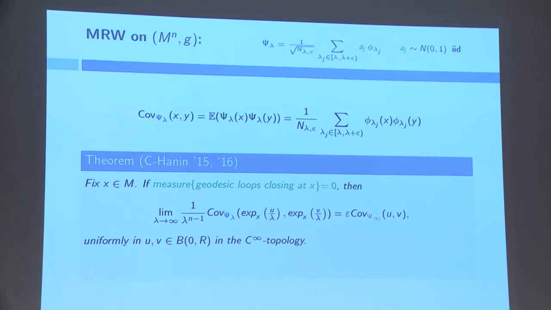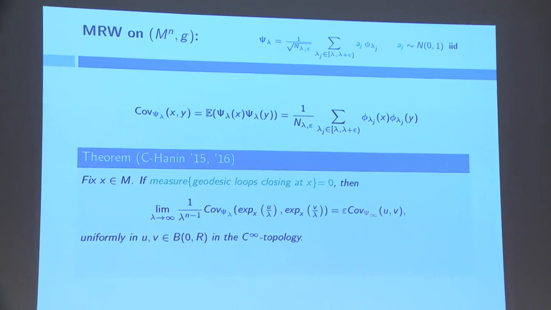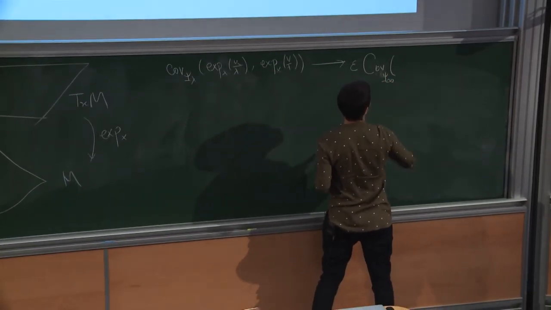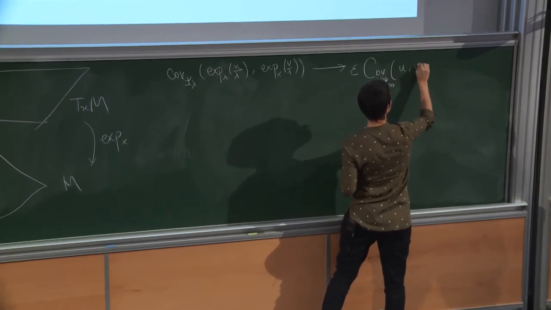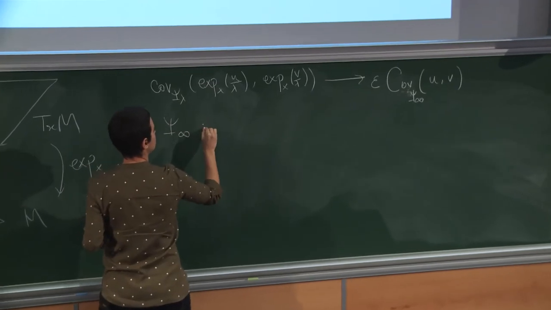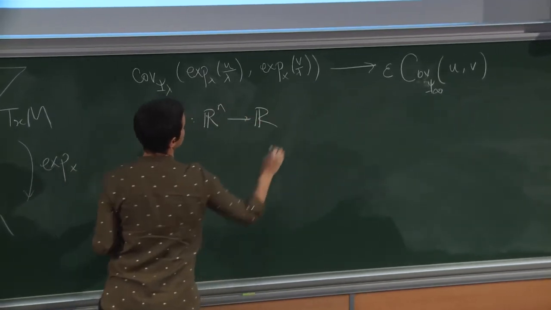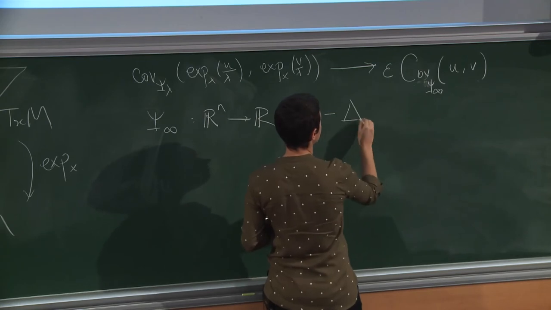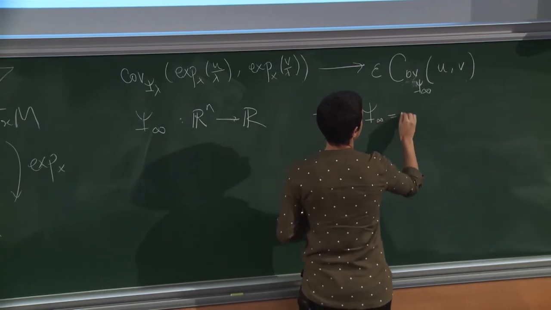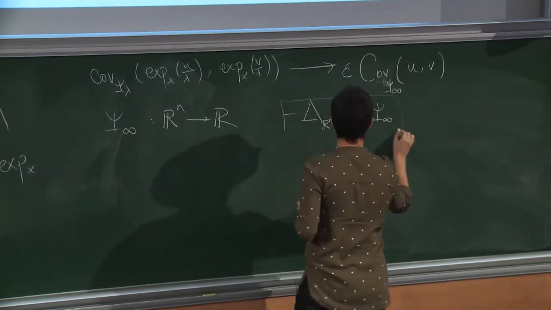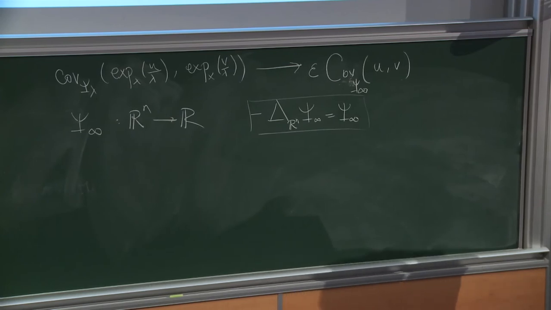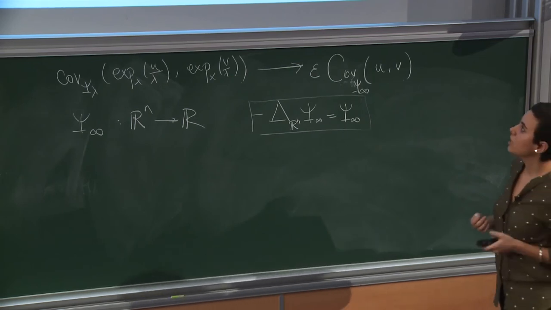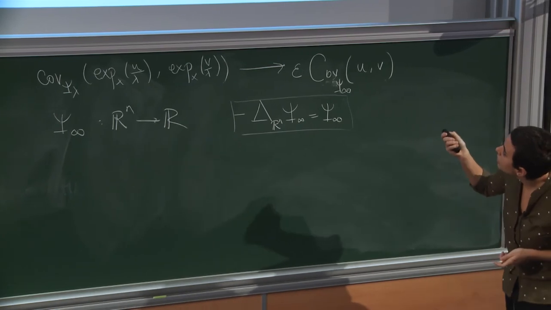So what I'm going to do now is to explain what this psi infinity field is. This is converging to epsilon times the two-point correlation function for a Gaussian random field in R^n. This psi infinity field is what's called a superposition of random planar waves. It satisfies that it's an eigenfunction for the Euclidean Laplacian with eigenvalue 1. And since it's a Gaussian field, it's completely characterized by the two-point correlation function. You can define it in terms of a two-point correlation function, and that is exactly the thing that we have here on the right-hand side.